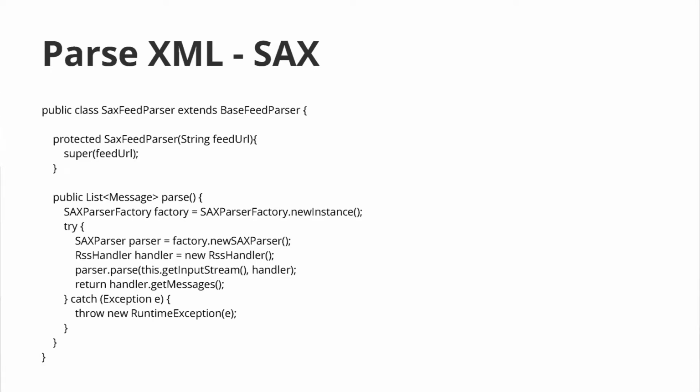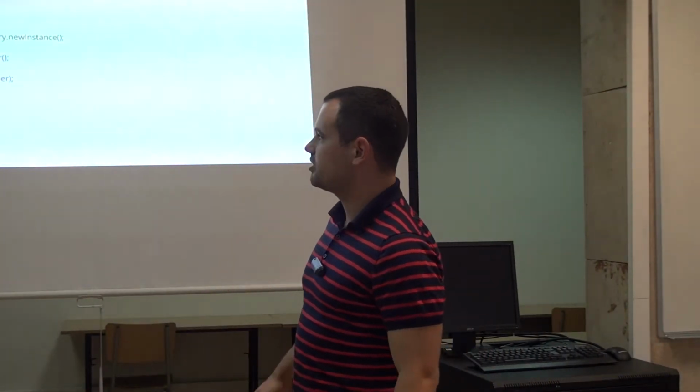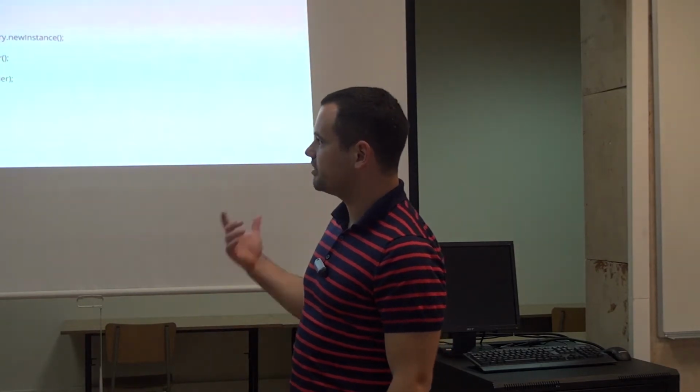We set the feed URL. I don't know why. I think it's needed for the parser, and we set parse. At the parse method, these are just things that you should do. Just create these objects, and in order to parse the response, you create the parse factory.